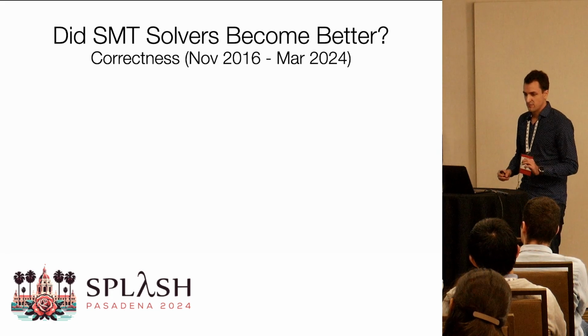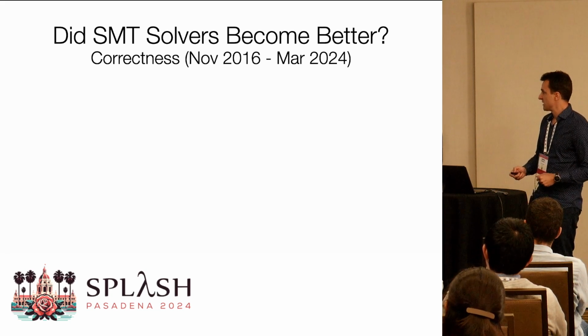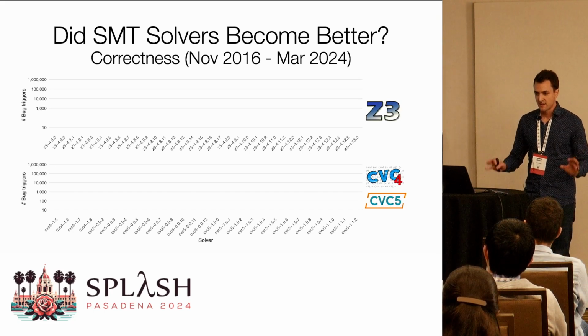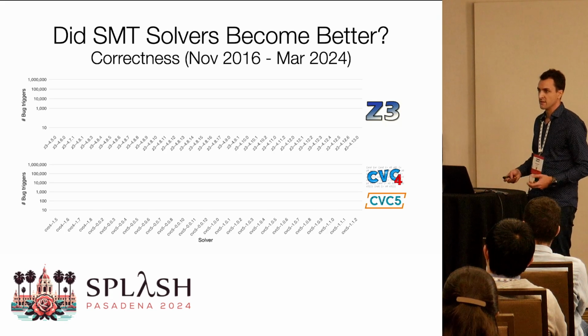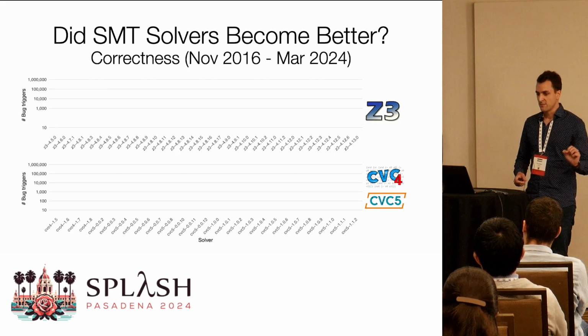Another question that we can now attempt is whether SMT solvers have become better. Let's start with correctness here. We stacked up releases of Z3 and CVC4 from November 2016 to March 2024. That's in total 61 releases.